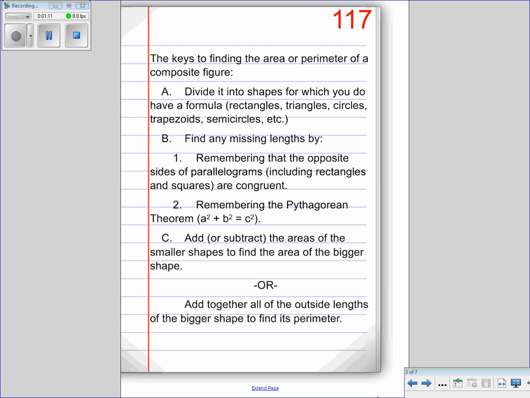Finally, once you've figured out the area of the shapes that you need, you'll have to add them or subtract them to find the area of the bigger shape. Or you'll simply have to add together all of the outside lengths of the bigger shape to find the perimeter. You might want to pause this now to make sure that you get this into your notes on page 117.